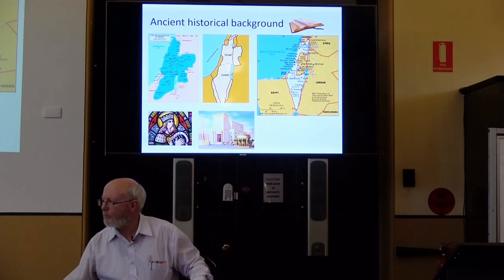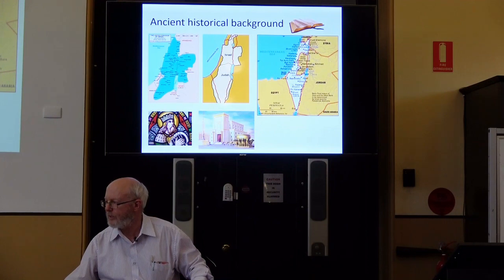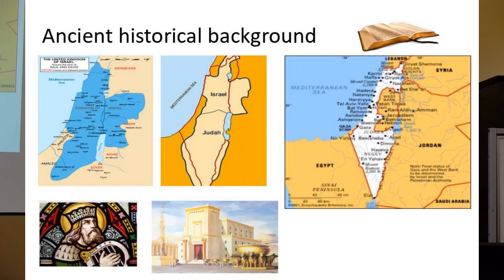I've just put a map of modern-day Israel over here for comparison with those other two maps, so you can see where it is similar and where it is different. And once again, Galilee's up in the north and the Dead Sea down there, and Jerusalem about here.